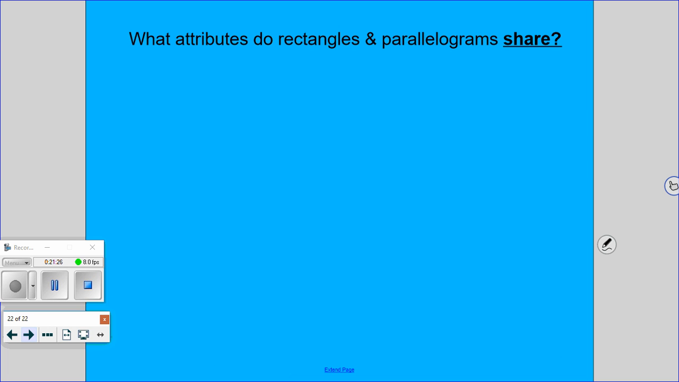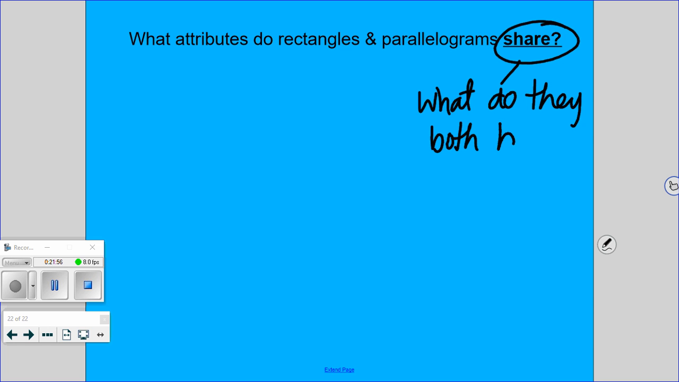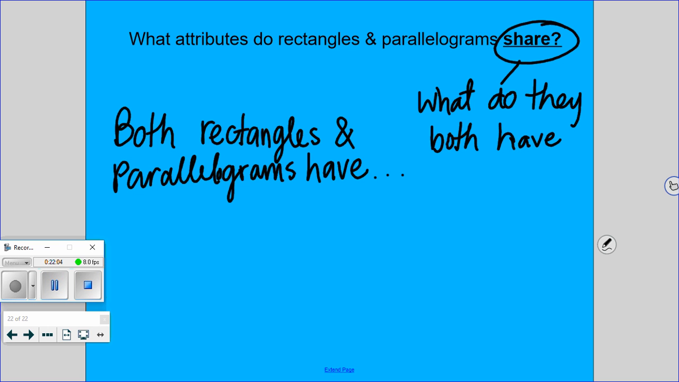Next blank page. Now we're getting into that overlap, talking about best names. And you might see this question a lot. It's talking about which attributes do rectangles and parallelograms share. When we're talking about things sharing, we're talking about what do they both have. Something that they share. Both rectangles and parallelograms have this attribute.